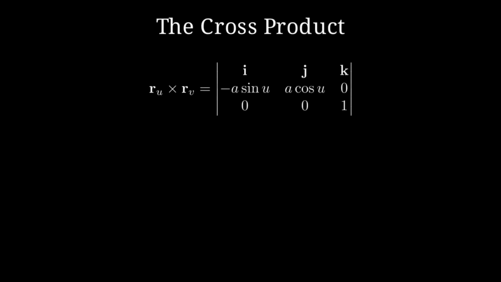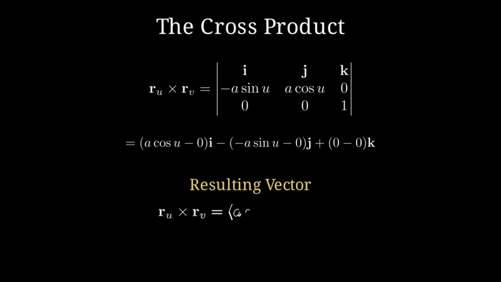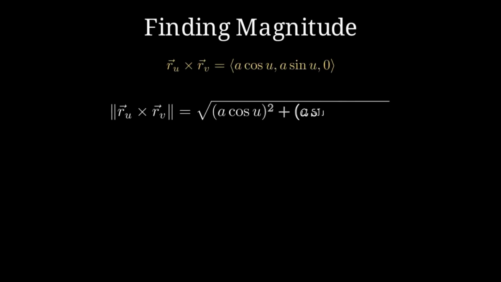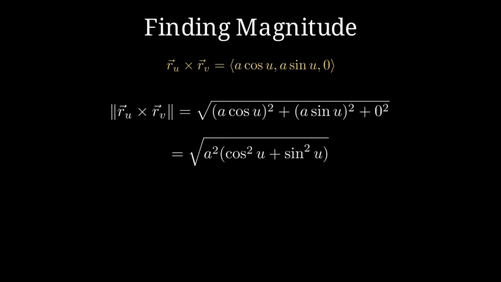Next, we compute the cross product. Setting up the matrix with our tangent vectors, we find the resulting vector is a cosine u, a sine u, 0. This vector is always perpendicular to the cylinder's surface. Now we find the magnitude. Using the Pythagorean identity, the expression simplifies beautifully to just a. This means the area scaling factor is constant everywhere on the cylinder, which makes sense given its uniform shape.